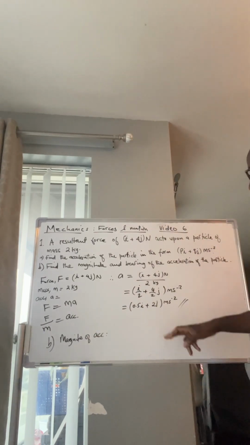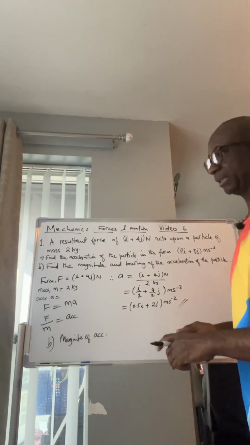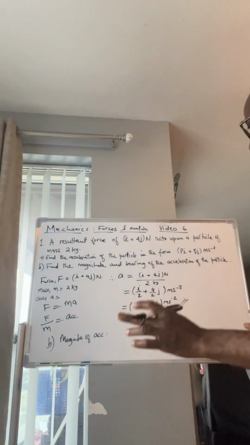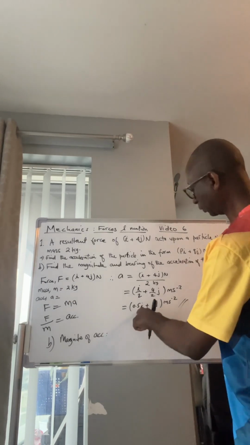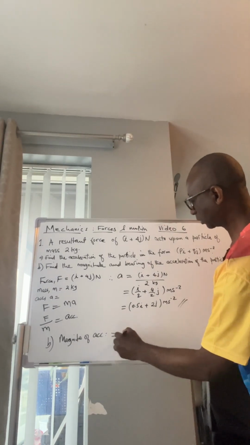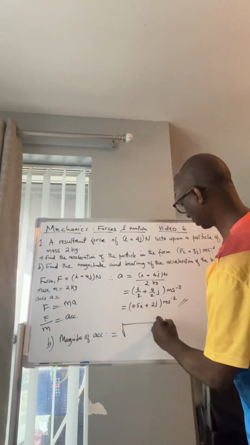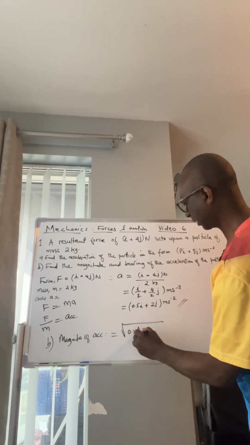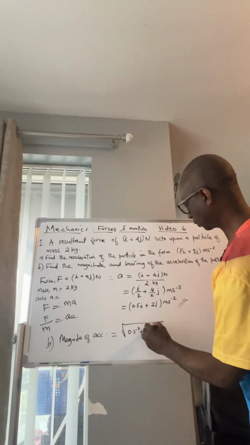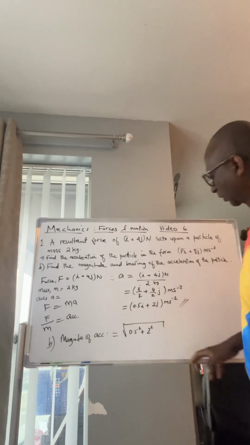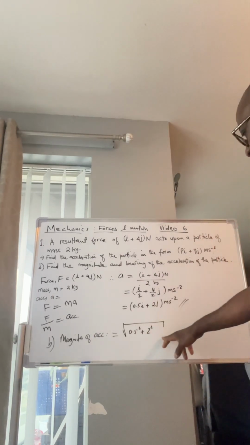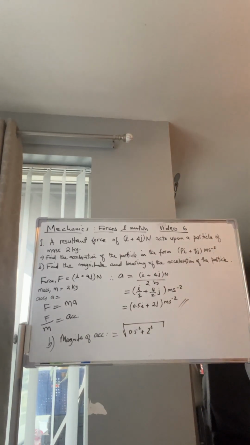What do we get? You know how to find the magnitude of a force, a resultant force. We've solved so many problems concerning that. So what you have here is going to give you the square root of 0.5 squared plus 2 squared. This gives you the magnitude of the acceleration.